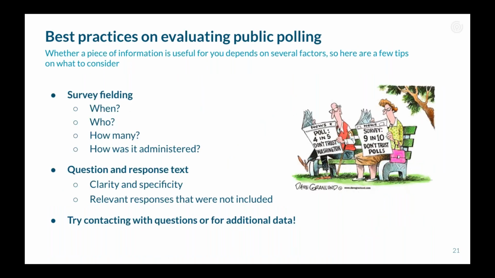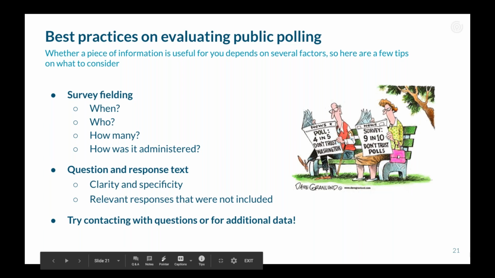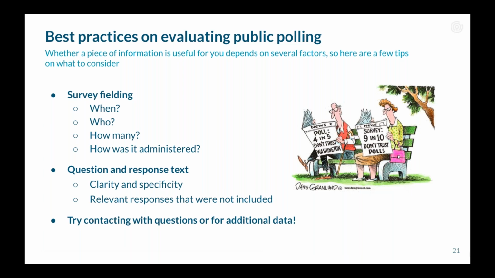When looking at public polling results, it can be hard to know if the results are right or if it's useful for your strategy or outreach. Besides considering the trustworthiness of the source, here are some other things to consider. First, look at how the survey was conducted. How recent or not recent is the data? Sometimes a finding from 10 years ago could still be relevant, but other times data from a year ago could be out of date. Look for information on who was surveyed.